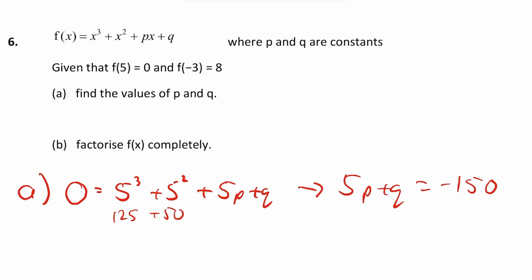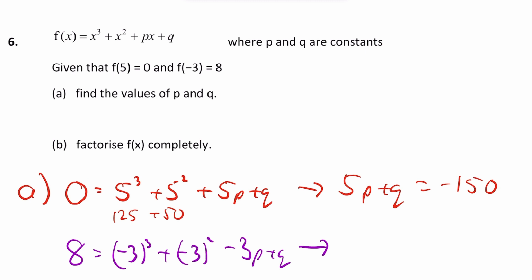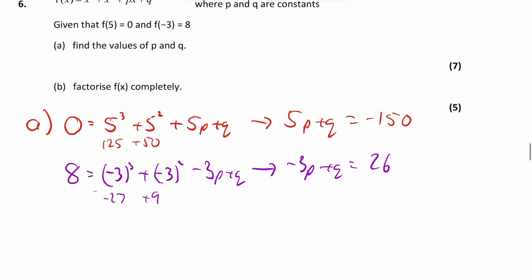If we put minus 3 into this, then we get 8. So we get minus 20, so we do minus 3 cubed, add minus 3 squared, minus 3p add q. So that means we get 8. If we add on the 27, that makes 35. And if we take away the 9, that is 26. So we've got minus 3p plus q equals 26.